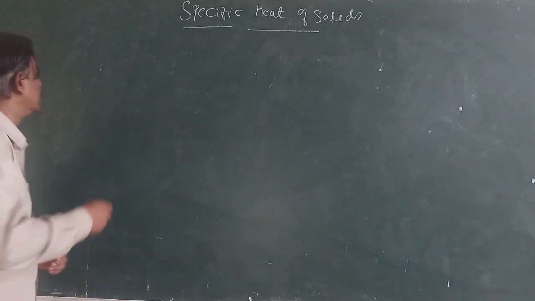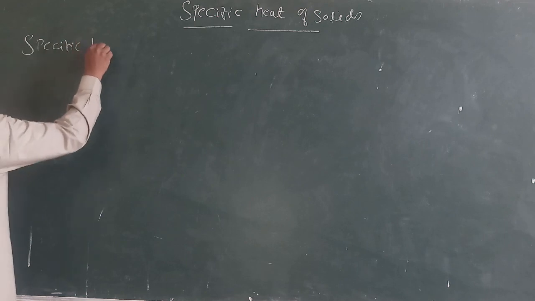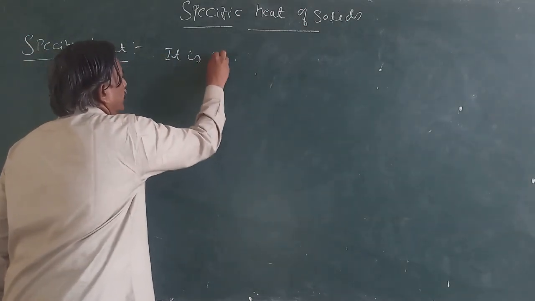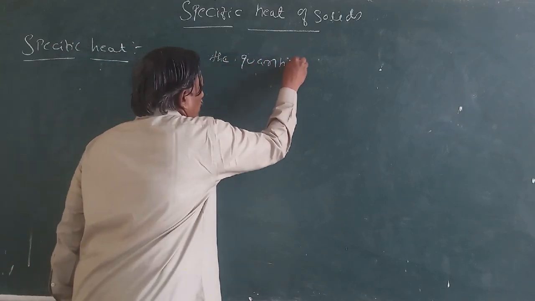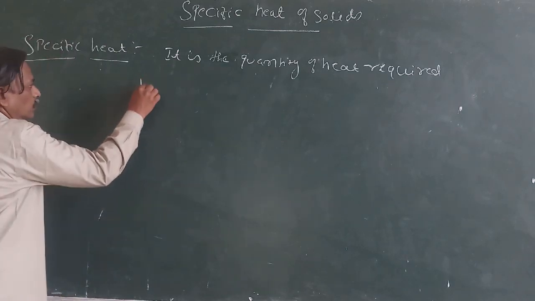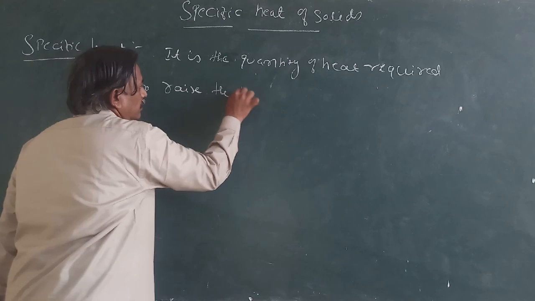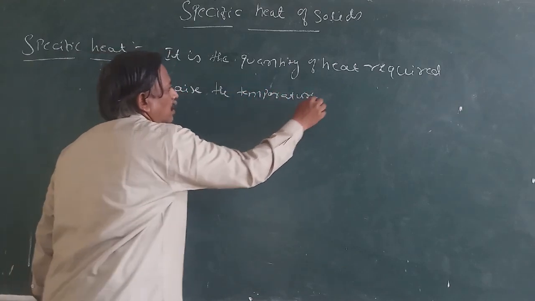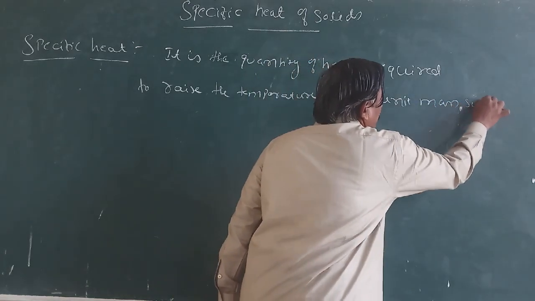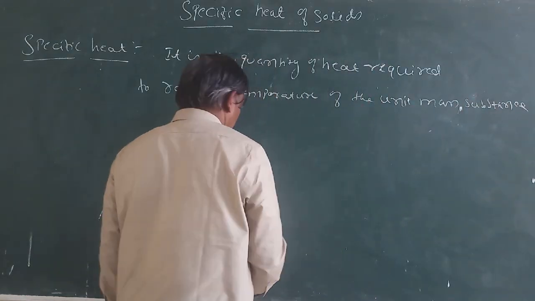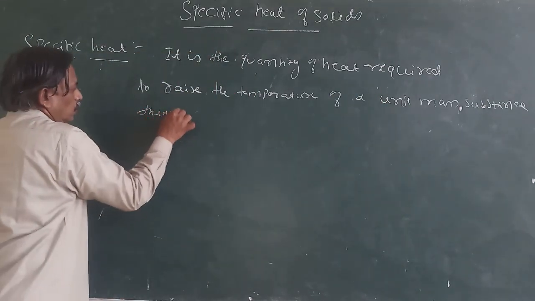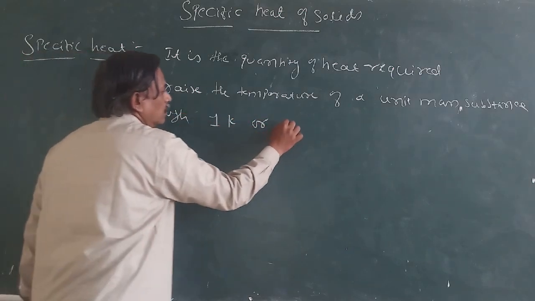I will write the definition for specific heat. We define specific heat in this fashion: it is the quantity of heat required to raise the temperature of a unit mass of substance through 1 Kelvin or 1 degree Celsius.